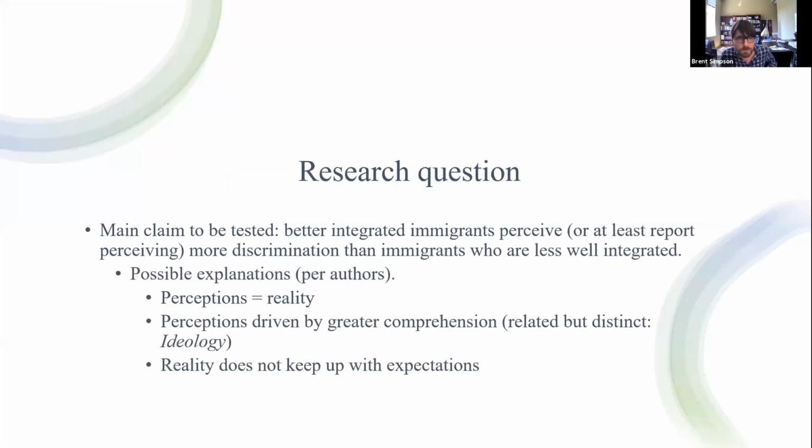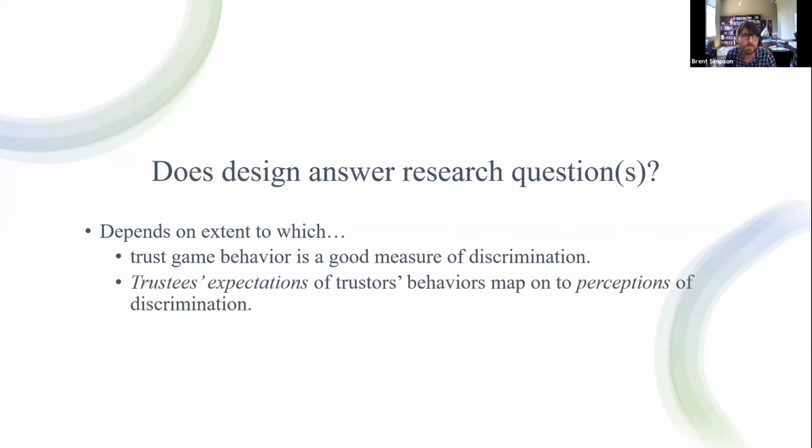So just to get us all on the same page again, Judith and Merlin start with this very interesting paradox, and their main claim that they're going to test is that better integrated immigrants perceive, or at least report perceiving, more discrimination than immigrants who are less well integrated. And they do a very good job of outlining the possible mechanisms here and the possible explanations.